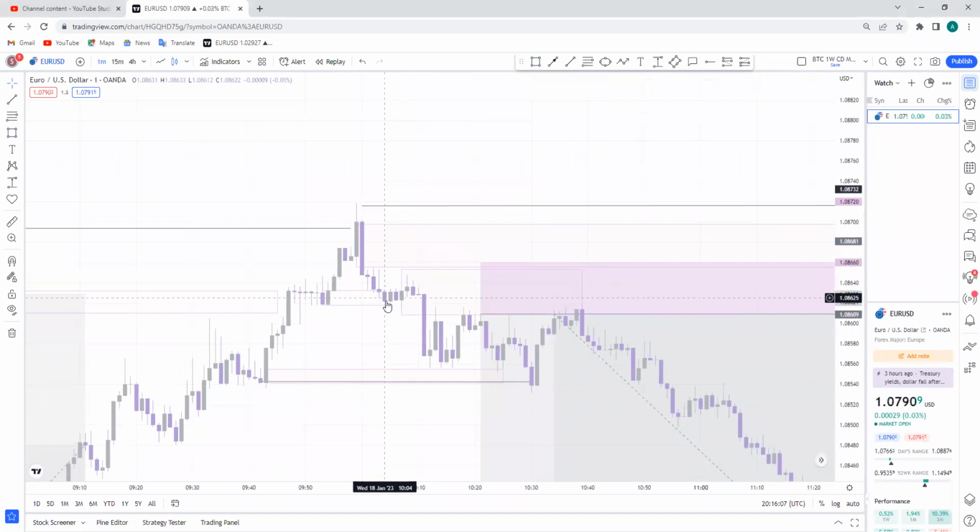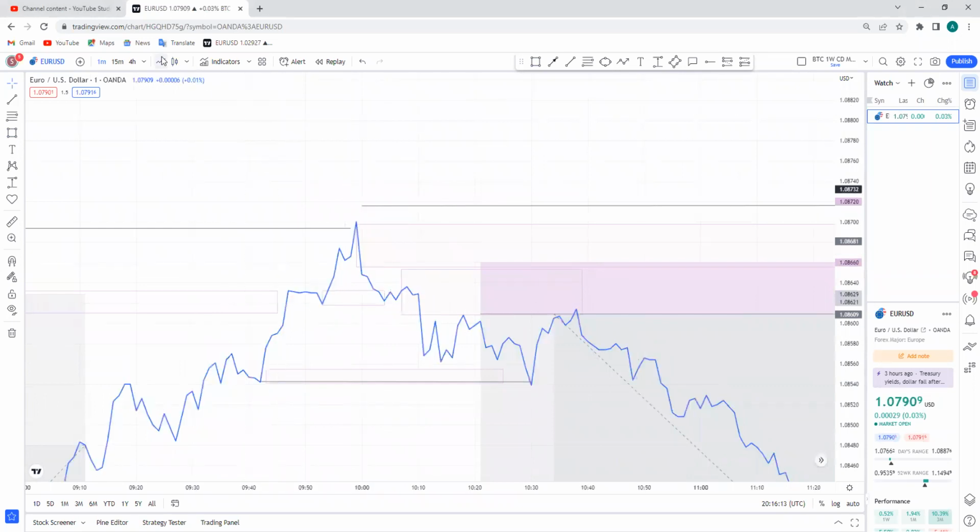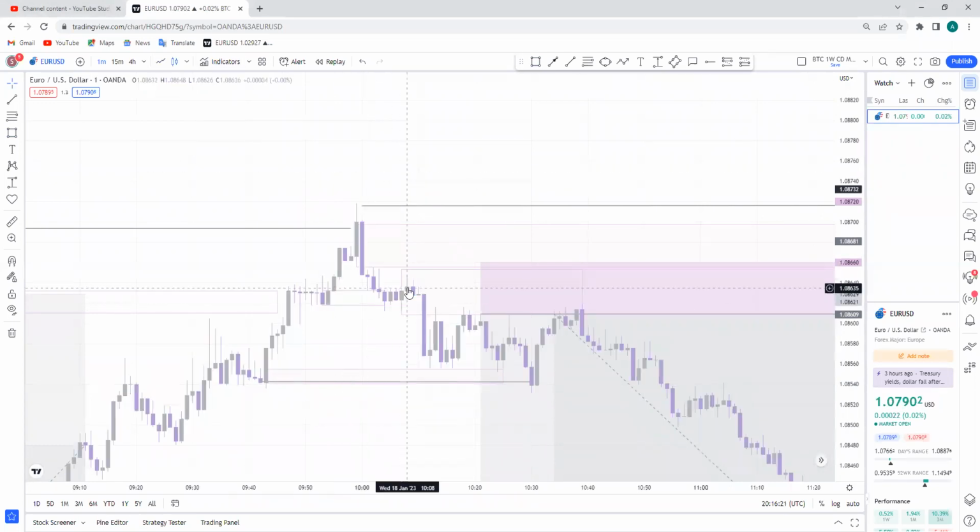Price got there, broke it, and gave a reaction. Now, did price break it with a wick or a body? Let's check. Price hasn't broken it fully here, but price consolidated around this area. It's a range. I was expecting price to continue a buy, but price consolidated and broke.